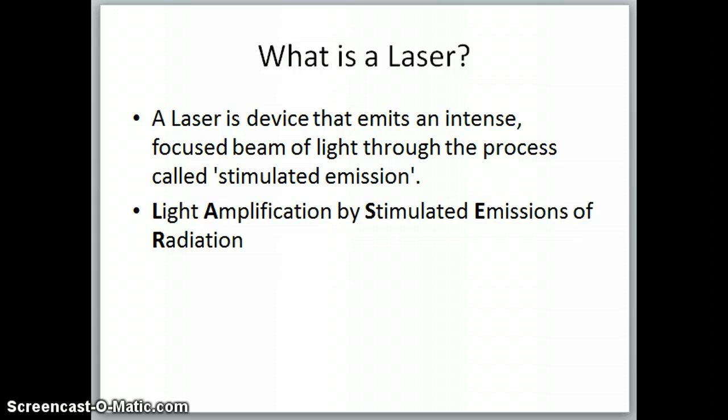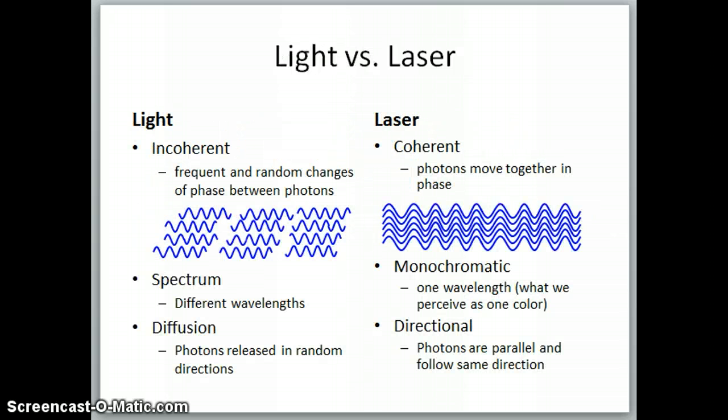So what's the difference between a light and a laser? A light is incoherent, so there are frequent and random changes of phase between photons. They don't really travel together in phase. Light has all the spectrum of wavelengths, the red, the green, the blue, even the UV and whatnot, stuff we don't see. And light diffuses. So basically, if you turn a flashlight on, it gets wider and dimmer the farther you are.